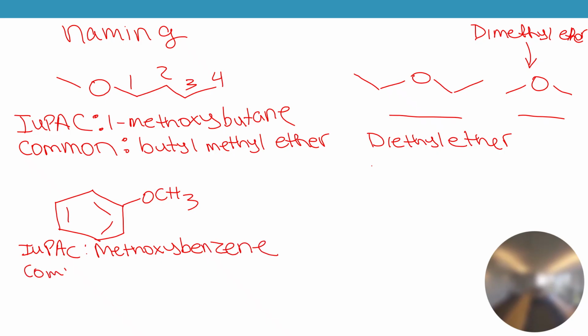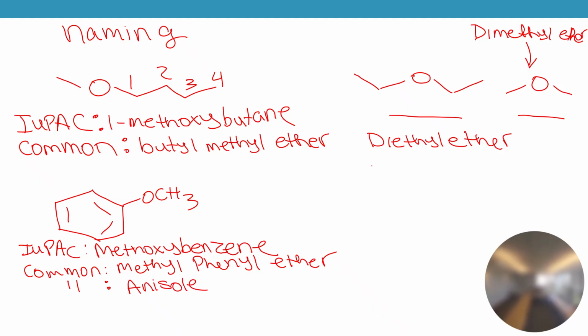This has two common names. There's a methyl substituent on the oxygen and a phenyl substituent, in that alphabetical order. So this is methyl, space, phenyl, and then the word ether. Okay, but then this has an even more common name, which is simply anisole. There's nothing systematic about anisole, it's just historical.